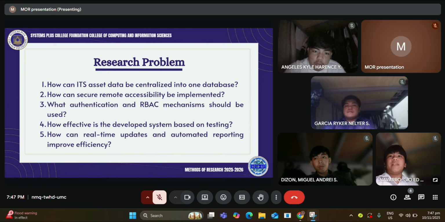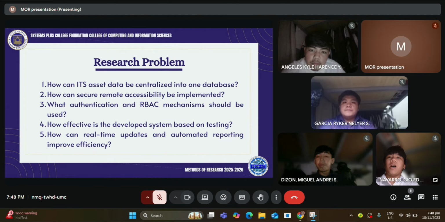The main problem we identified is the inefficiency in managing ITS assets due to scattered and unsecured data. Information such as device names, serial numbers, and locations are often stored separately, leading to confusion and inaccuracy. So our study aims to answer these key questions.